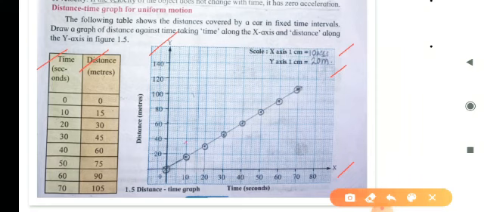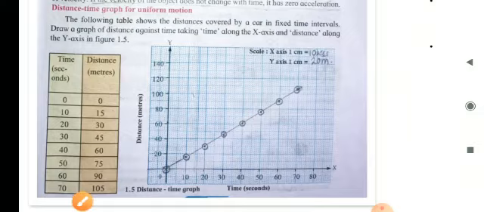Then first is 10 and 15 point. Second is 20 and 30. Third is 30 and 45. Fourth is 40 and 60. Fifth is 50 and 75. Sixth is 60 and 90. And last one is 70 and 105. So you can see it is a straight line. So now let us go to the next page.